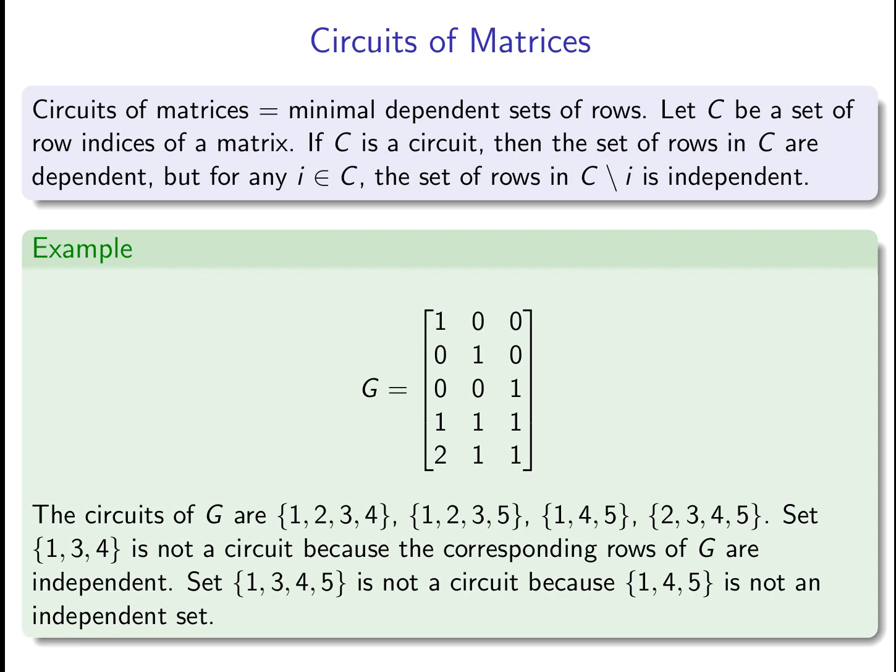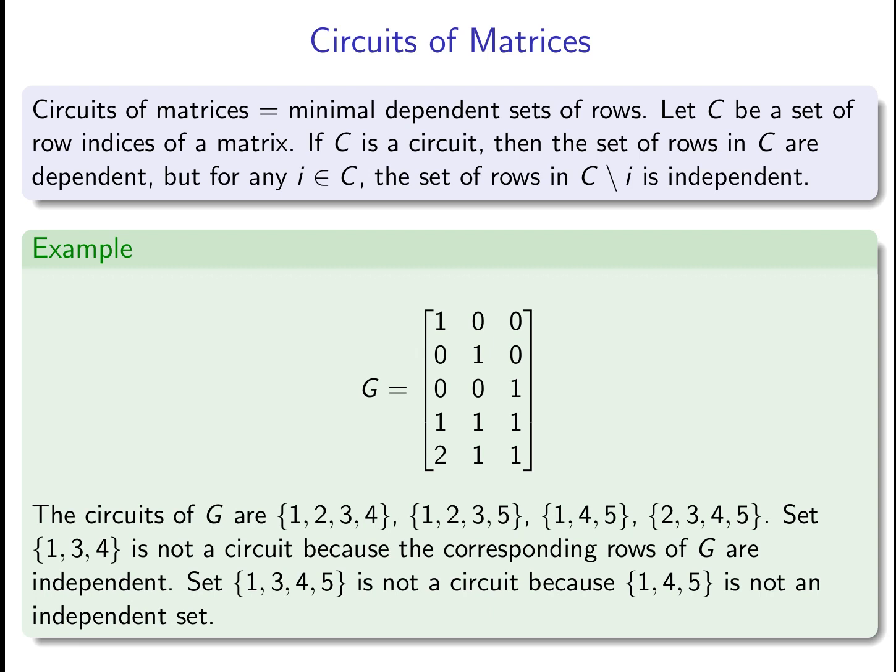Likewise, the same would happen here. This is a circuit containing only 3 elements. So 1, 4, 5 is a circuit. Why? Because 1, 4, 5 is dependent, but if you remove any one of them, it is an independent set. A point to note here is that if a circuit contains 4 elements, it is called a 4-length circuit. If it contains 3 elements, it is a 3-length circuit, like here.